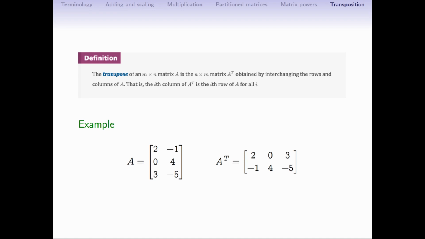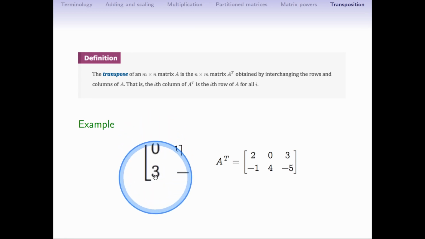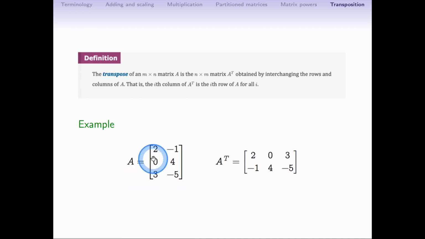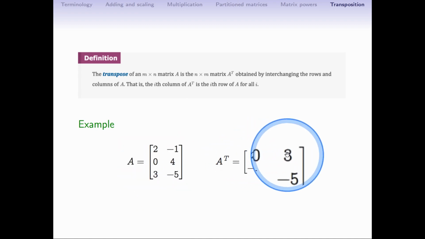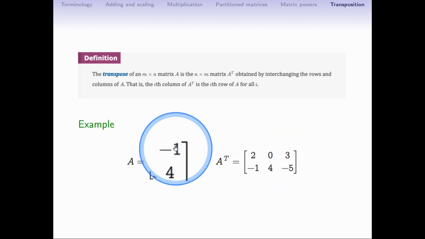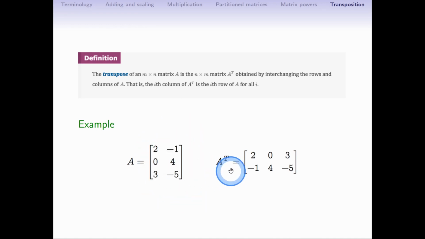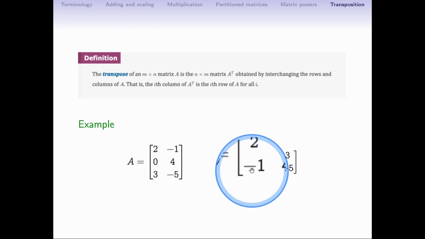So another way to think about this is looking at this example. So take a look at this matrix A. It has 3 rows and 2 columns. The transpose is going to have the opposite. It's going to have 2 rows and 3 columns. And how can I think of it? Well, let's think of it first this way. This first column of A is going to become the first row of the transpose of the matrix, and this second column of A will become the second row of the transpose of A.